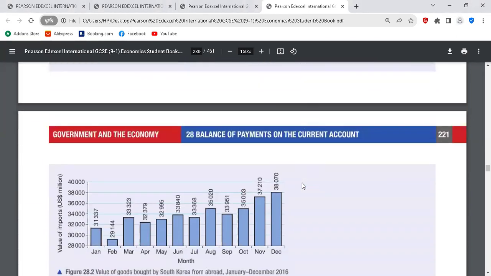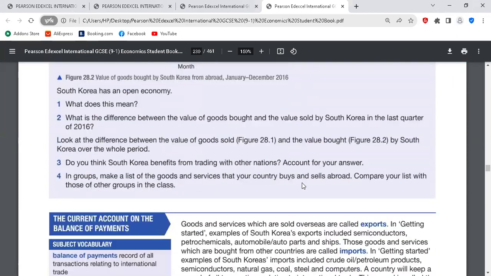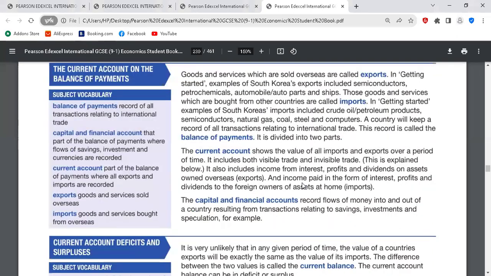So we scroll down. The current account on the balance of payments. Goods and services which are sold overseas are called exports. In getting started, the examples, we don't need that. So let's just go to export and import here.